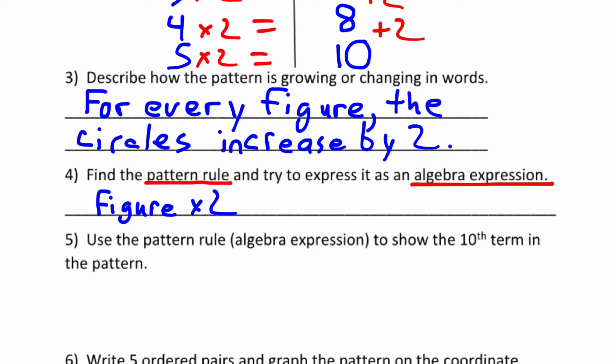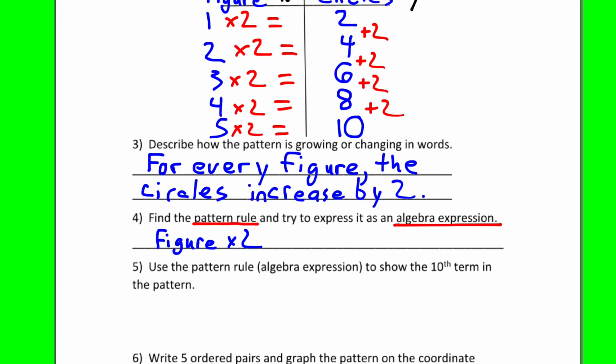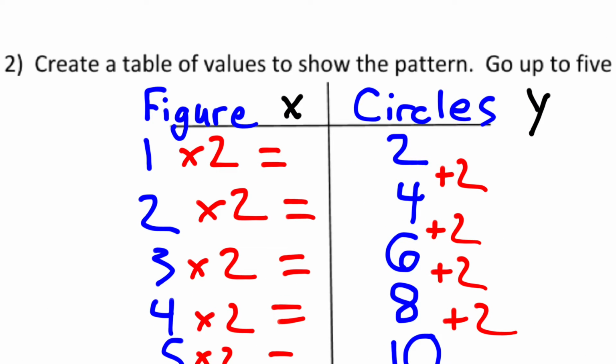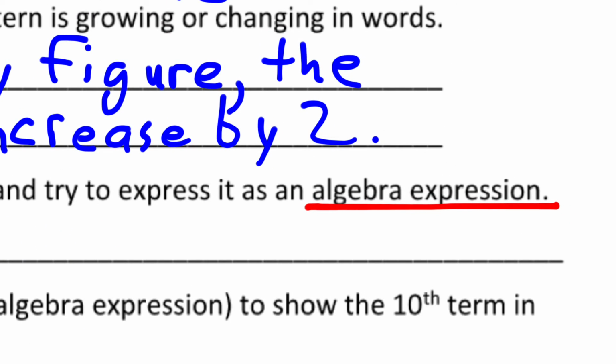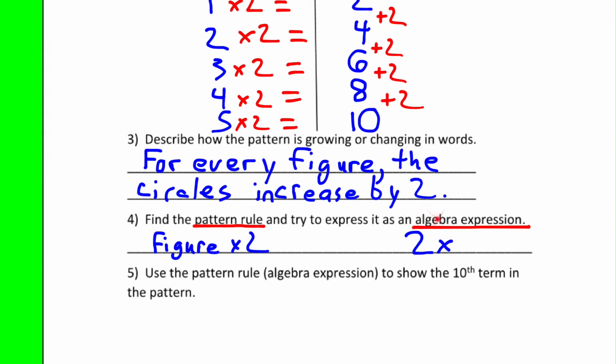Now here's how you would write figure times 2 as an algebra expression. Since we're using the variable x to represent the figure, x doesn't mean multiplication. As we get into higher levels of mathematics, we stop using the multiplication symbol. So this is how I show figure times 2. I would write 2x. And this x doesn't mean multiply, it means the figure or the unknown number. Together with the 2, that means 2 times the figure. And that's how we represent multiply by 2 as an algebra expression.